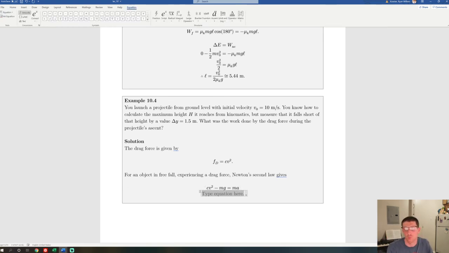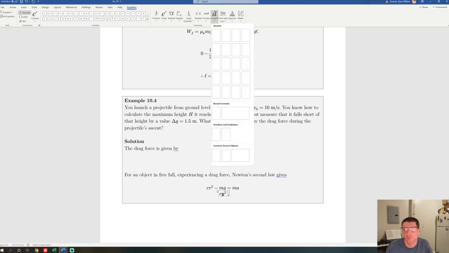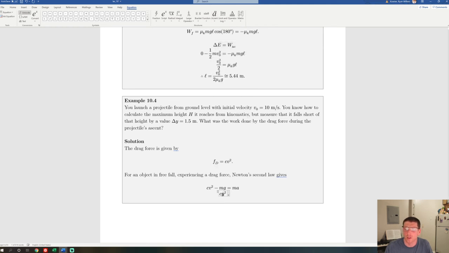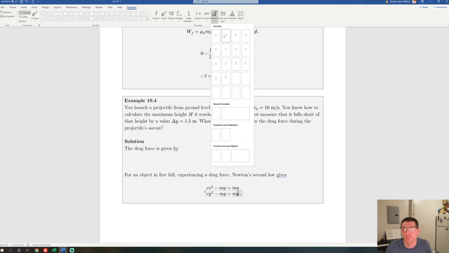So if I rewrite this using the dot notation, remember to put a dot over this. Okay, and then we have minus mg, and then this equals m, and then remember the acceleration, right? So velocity in the y direction is just given by y dot, the first derivative of position. This is the second derivative of position, okay?